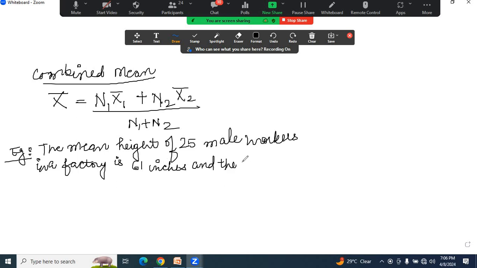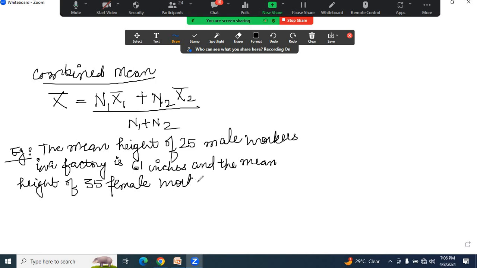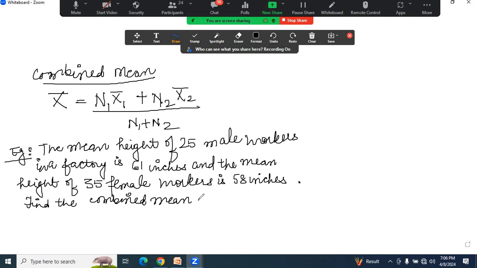and the mean height of 35 female workers is 58 inches. Find the combined mean. Find the combined mean.